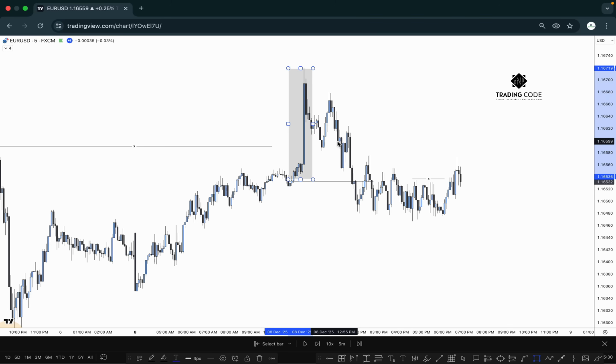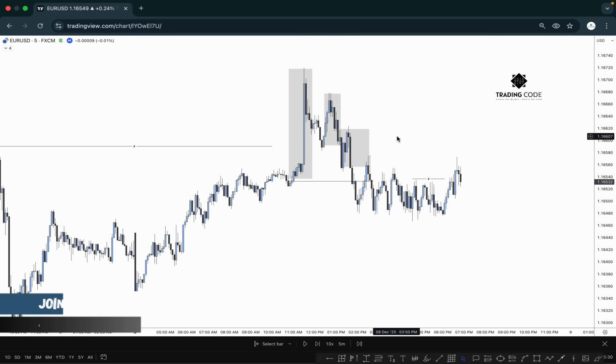If there is any unmitigated order flow, this one here is mitigated by this one, and this one is also mitigated by this one. It means all order flow is mitigated here. There is no unmitigated order flow available. So if there is no unmitigated order flow available, you have to wait for it to take out the inducement and create one more order flow in the same time frame, so we can take entry here.